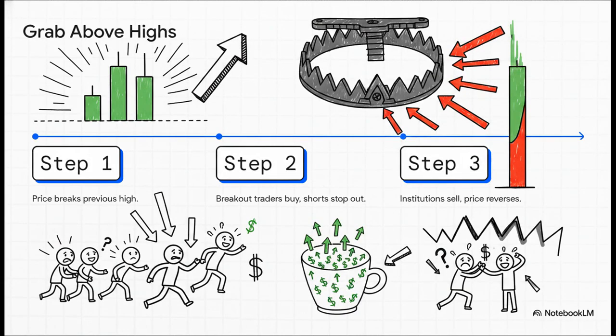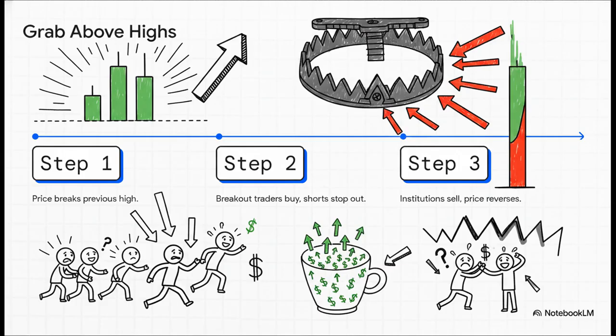They're just a giant pool of resting orders waiting to be triggered. Let's walk through how a buy-side liquidity grab actually plays out. Step 1. Price breaks a previous high. Suddenly, the chart looks incredibly bullish. Step 2. Retail breakout traders rush in to buy, and the short sellers from earlier, their stop losses get hit, which forces them to buy too. It creates this massive flood of buy orders.